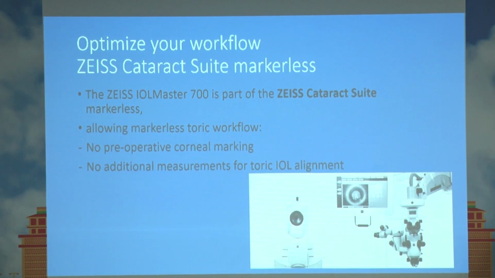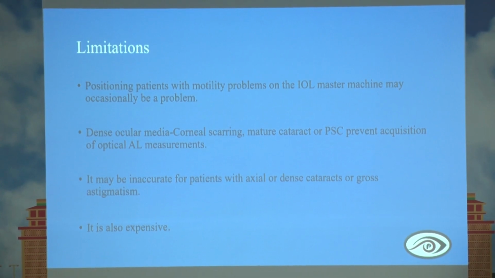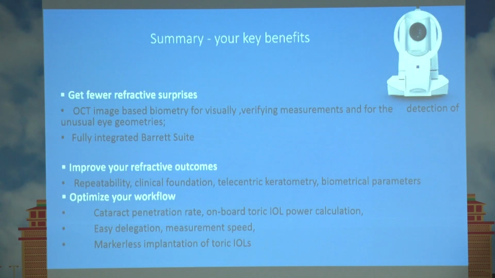Coming to the workflow, I also have a cataract markerless system. With the toric workflow, the data can transfer from the IOL Master 700 to the Callisto eye. There are a few limitations with the dense cataract. Sometimes you may find a little difficulty, and it is also expensive. In summary, overall there are very few refractive surprises. It improves your refractive outcome and optimizes your workflow.